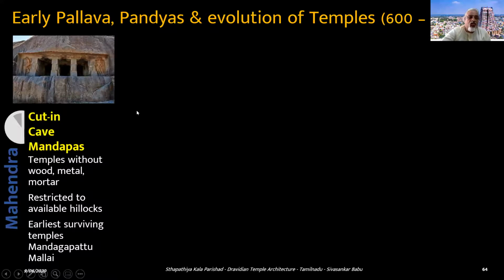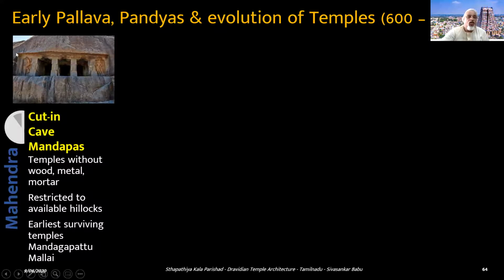During Mahendra Pallava, the focus was more on cut-in caves, where they were trying new experiments. Even though this was prevalent in other areas, they were trying new experimentation with temples in caves without any wood, mortar, and other things structured. Again, the challenge is you need to first find a hillock and then start. Many of them are in remote villages, which was a challenge. But only from this do we have some idea of how the earlier temples looked.